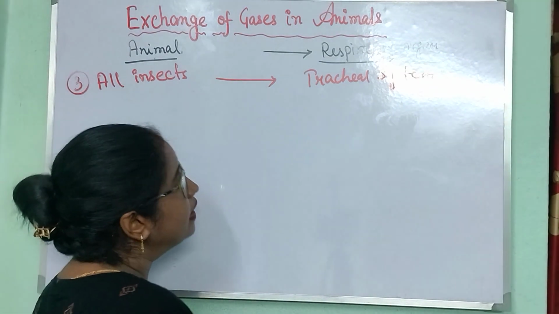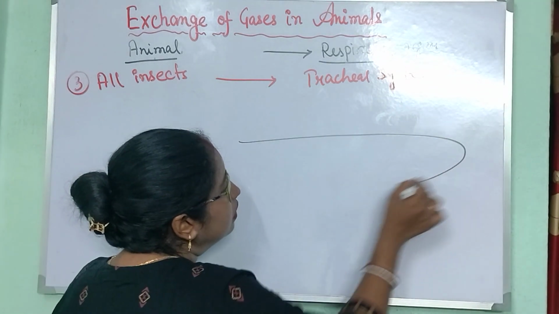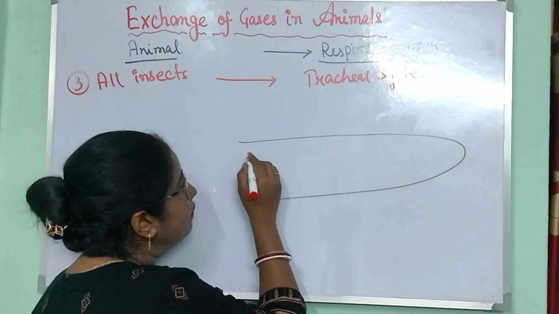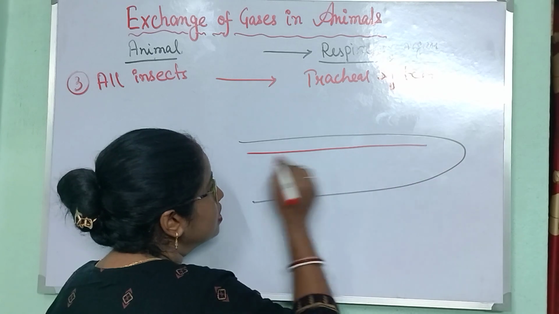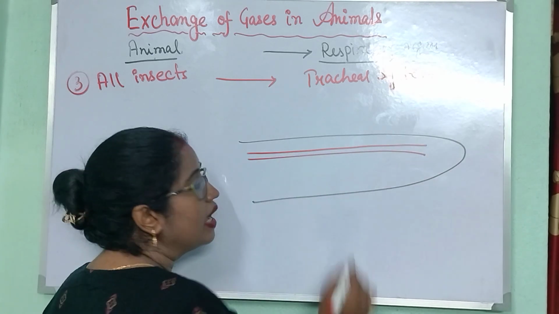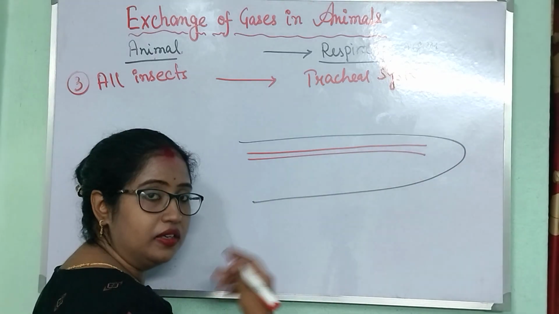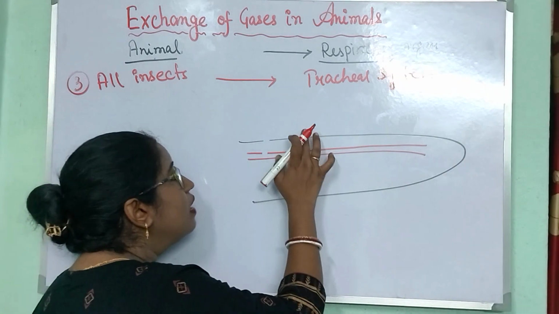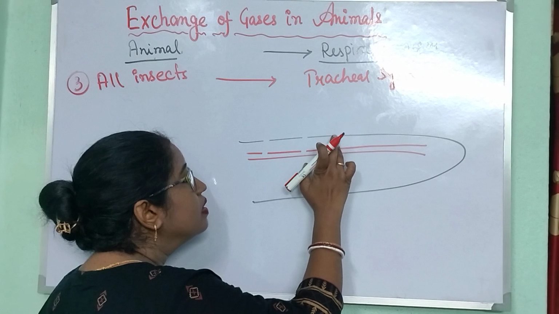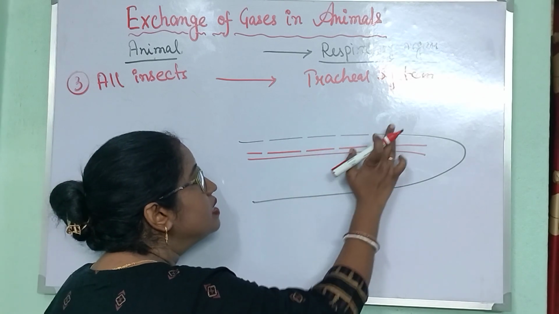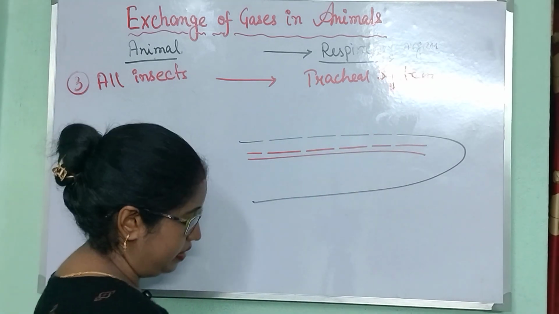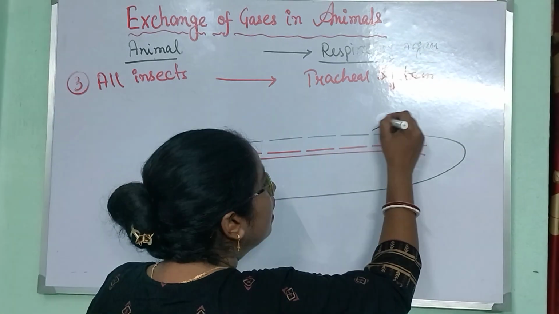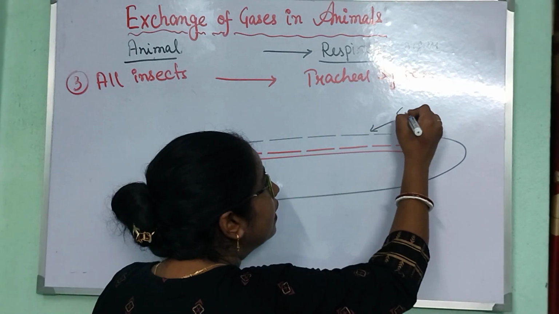Their body contains tube-like projections that are known as the tracheal tubes, or the tracheal system, and there are small openings in this tracheal system and their skin. These openings are known as spiracles.